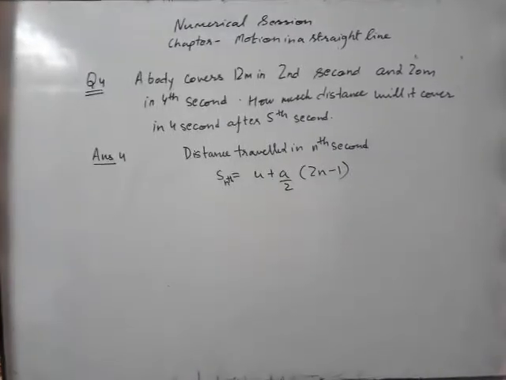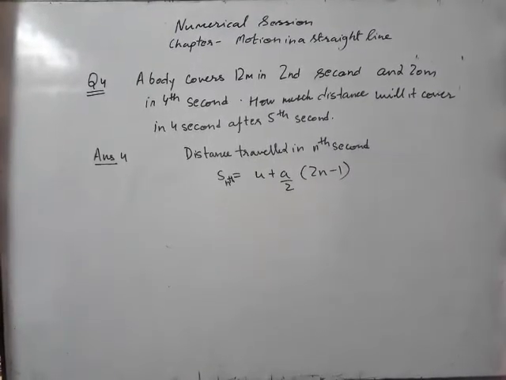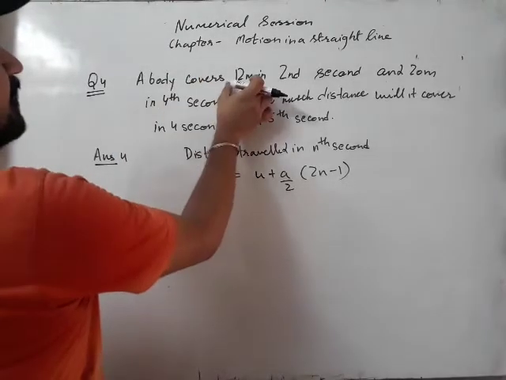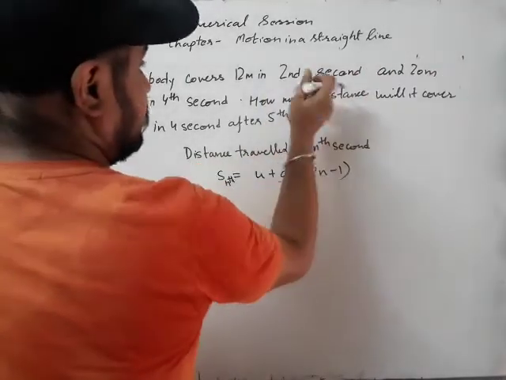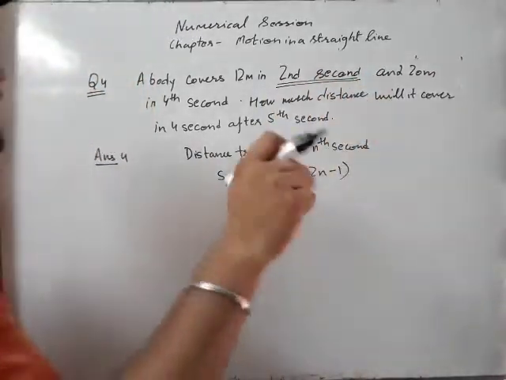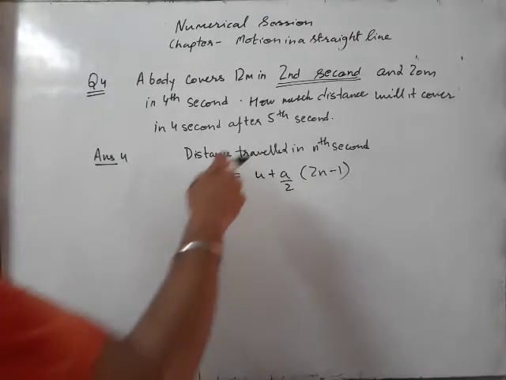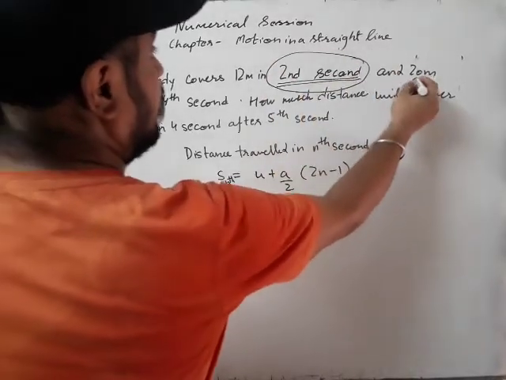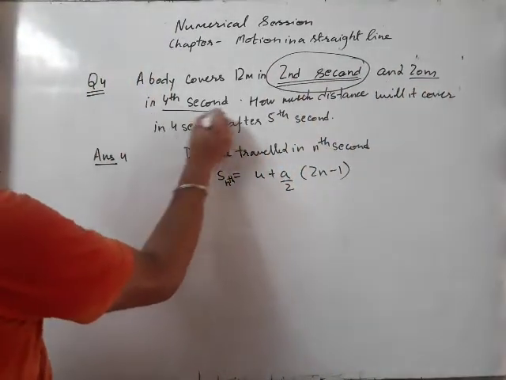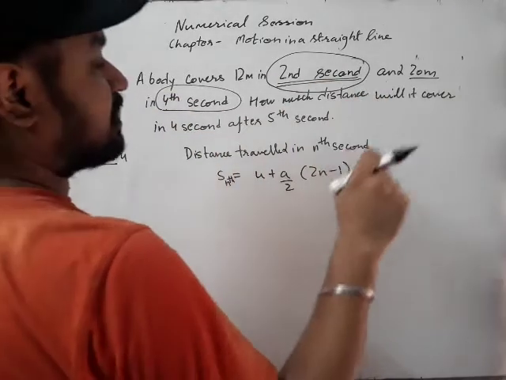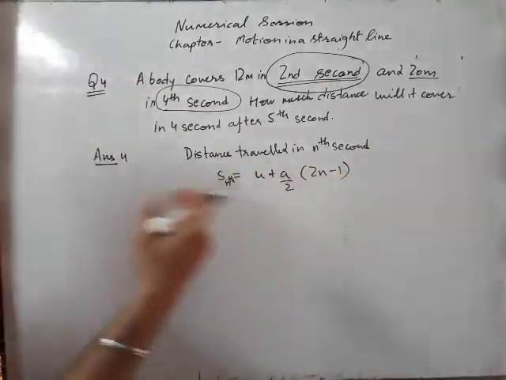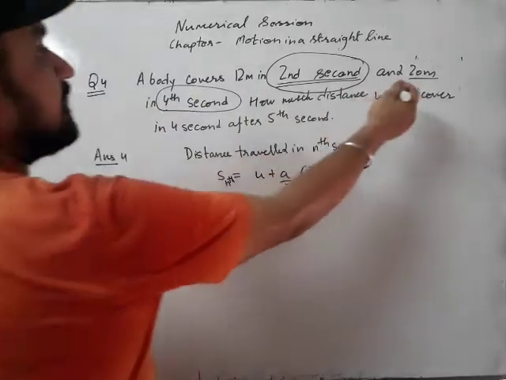Thank you. Now the next question is a very good question based on the concept of distance traveled in the nth second. We have been provided that a body covered 12 meter in the 2nd second. Second means in that particular second, it does not include the distance up to 2 seconds, it is just for that second. Always remember that. And 20 meter in the 4th second, particularly the 4th second, that is between 3 and 4, that means in the 4th second, it travels 20 meter.